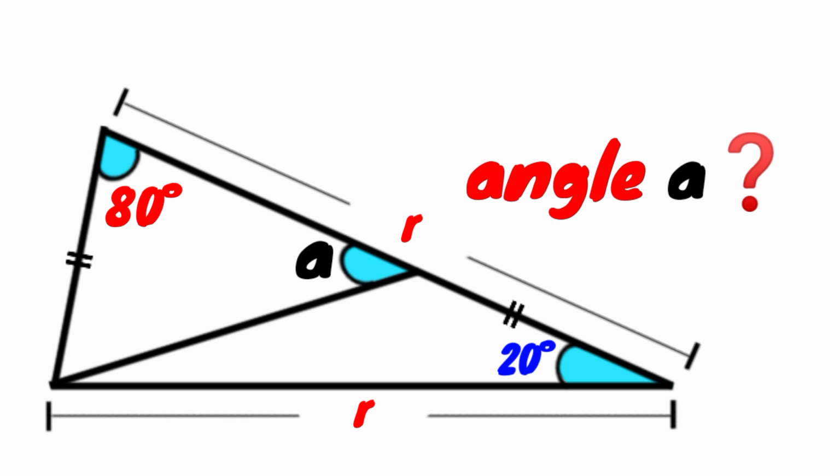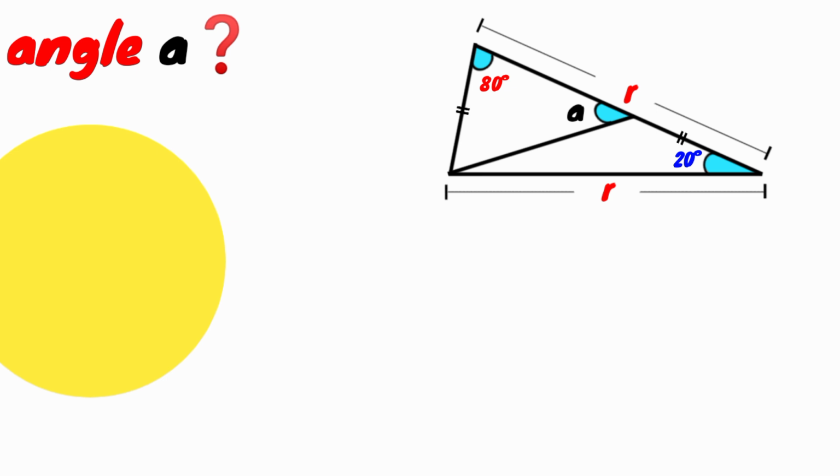We are asked to calculate the size of angle A, that is this angle here. We have the size of this to be 20 degrees, that of this is 80 degrees, the length of this side is R, and this is also R. This segment and this are congruent. So how can we solve this? How can we calculate the size of this angle A?